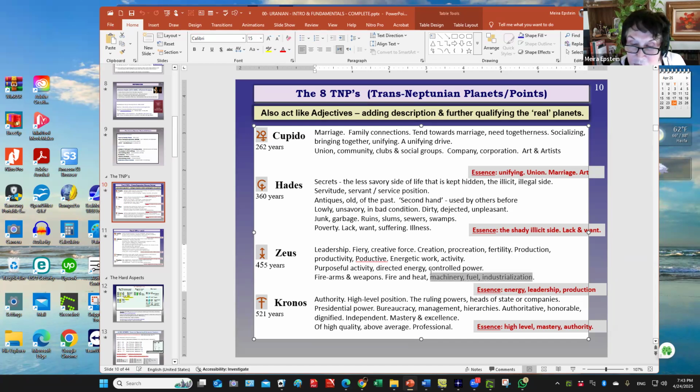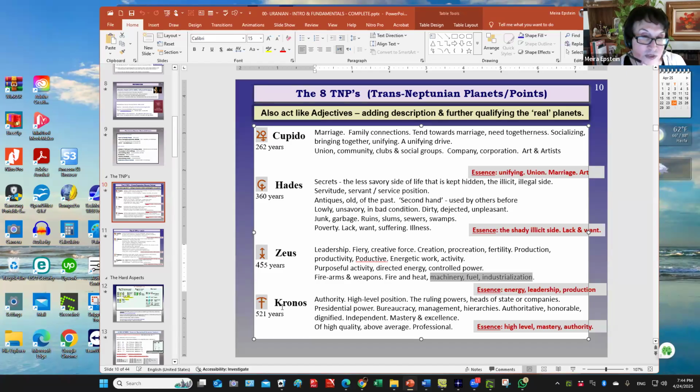So if you put all this together, it's very positive. Production, productivity, action, purpose. Zeus is nice. Okay. Next is Kronos, the one and only. We love Kronos. You will too.